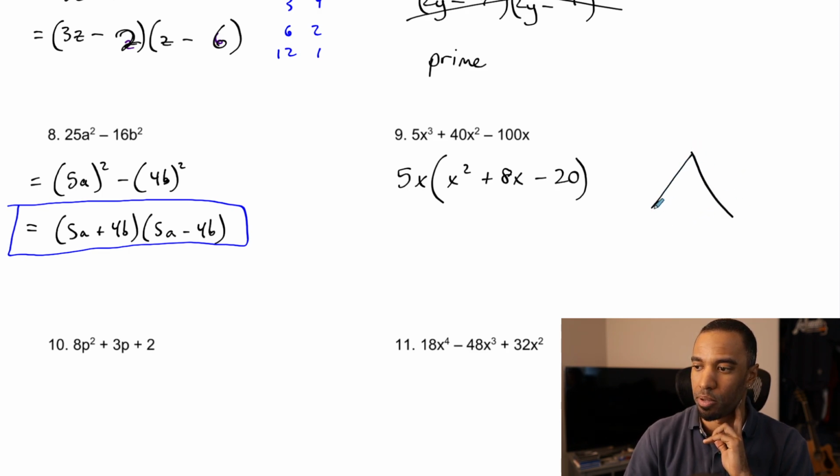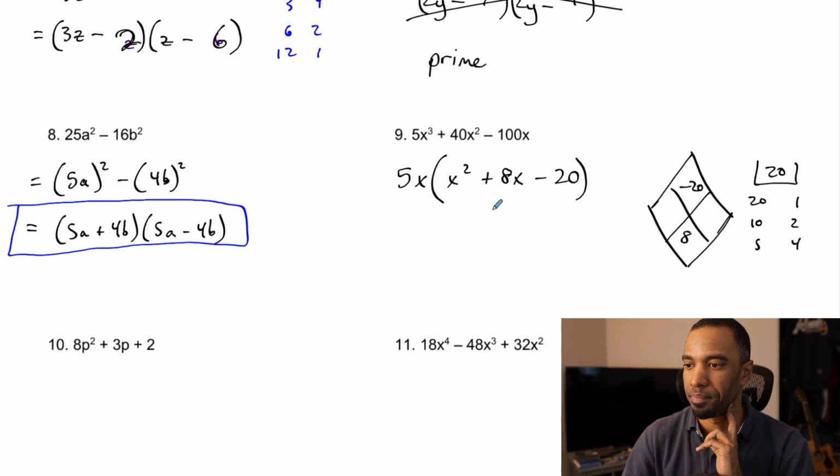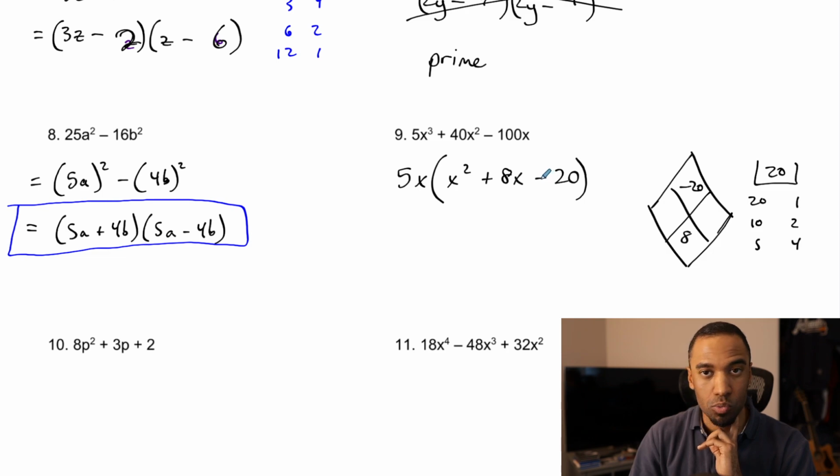What two numbers multiply to make negative 20, and add to make 8? Well, my factors of 20 are 20 and 1, 10 and 2, and 5 and 4. All right? Negative product, so one's positive, one's negative. Positive sum, so the smaller number is negative. Subtract, subtract, subtract. 20 minus 1 is 19, 10 minus 2 is 8. Bingo, 10 and negative 2. So 10 and negative 2 go there. Those also end up being the factors within.